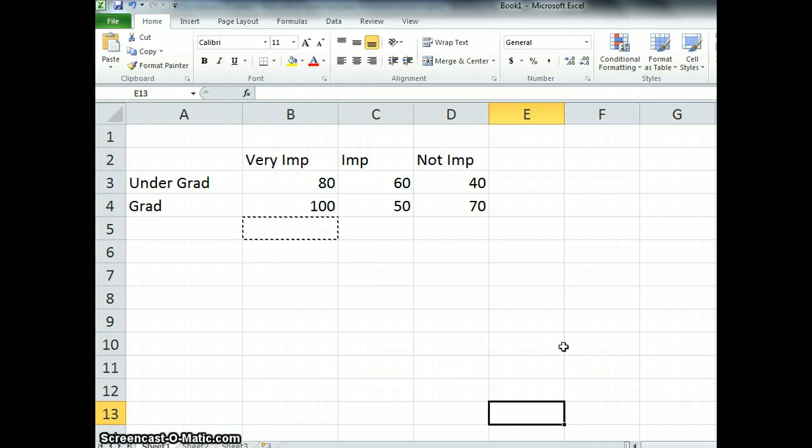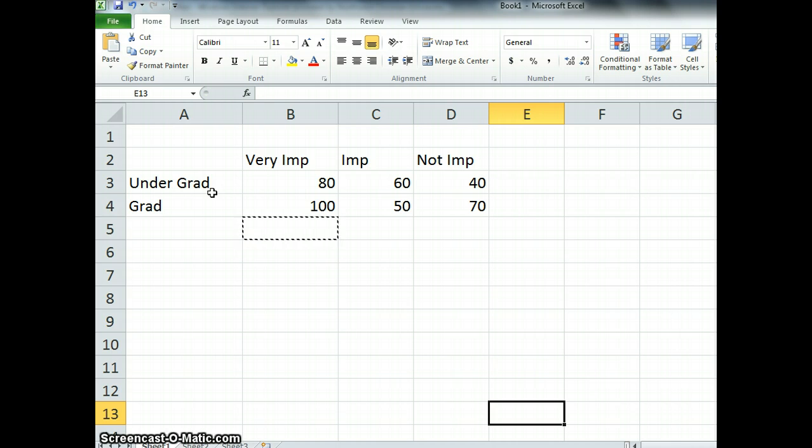Wanted to talk a little bit about how to use Excel to do some joint probabilities and cross tabulation exercises. So this is the example from page 140 in your book. And what we have is some survey results. They asked both undergraduates and graduates whether a four-year degree was very important, important, or not important. So we have those three categories of answers and two categories of respondents.